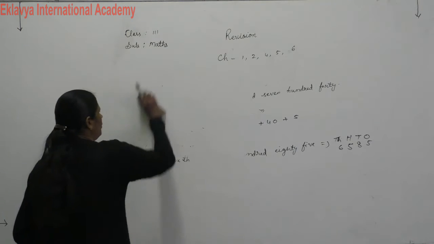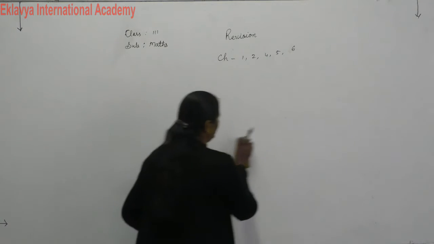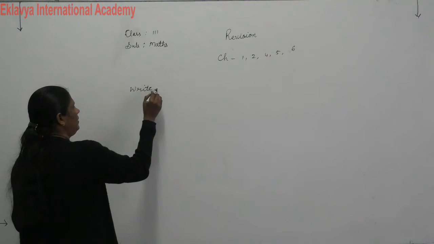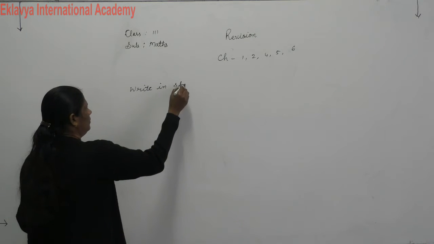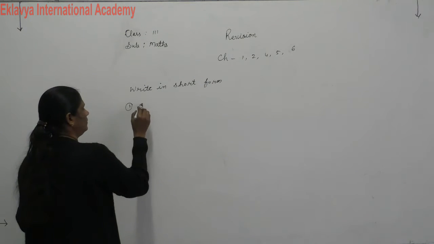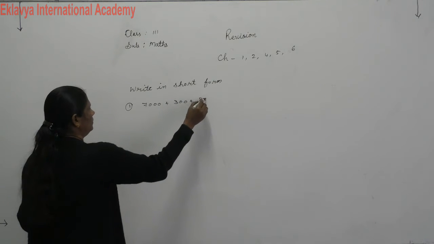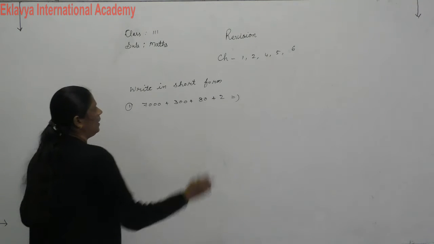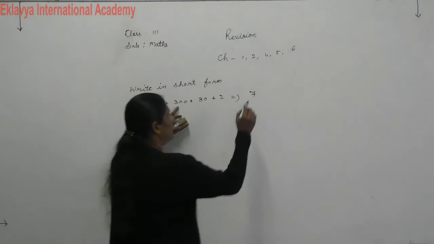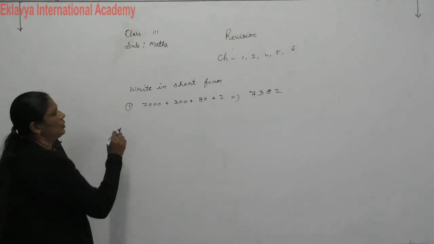Write in short form. First you write 7,000, then 303, then 8, then 2. This is write in short form. Next question.